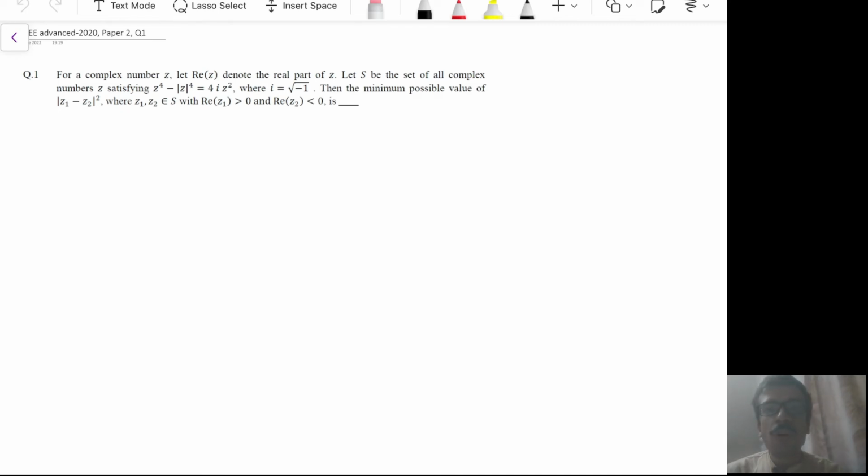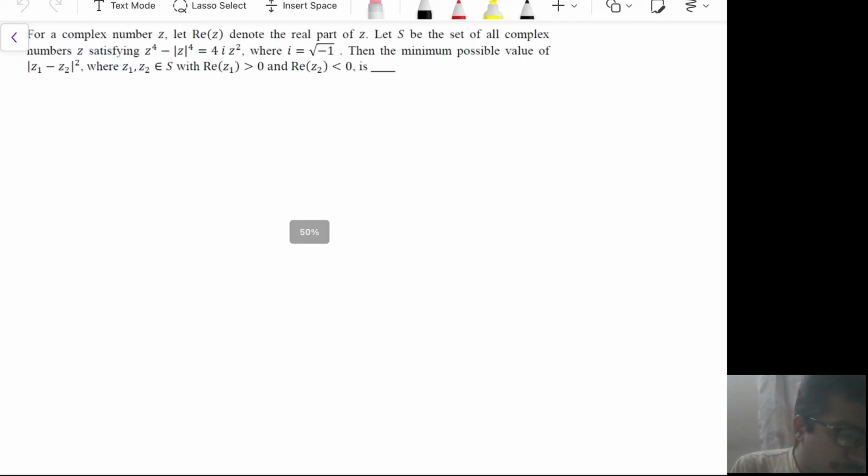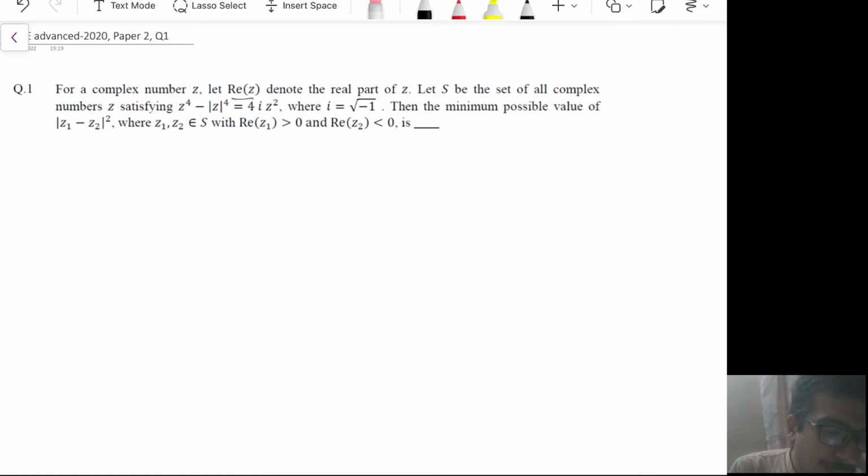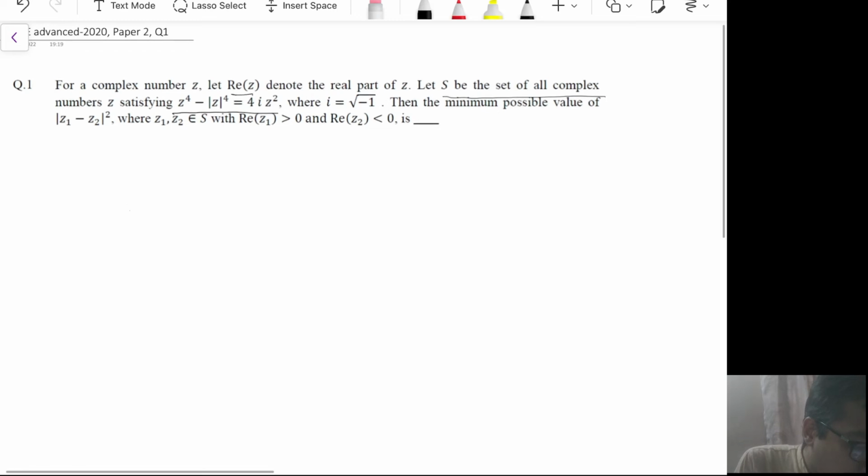So let's move on to the next question. This is again from 2020, but this is now in paper 2. So this is the first problem. Here we are given that for a complex number z, the real part of z is denoted as re z, and S is the set of all complex numbers which satisfy this equation. We are given an equation in the complex number z, which is z to the power 4 minus mod z to the power 4 equals 4 iota z square.